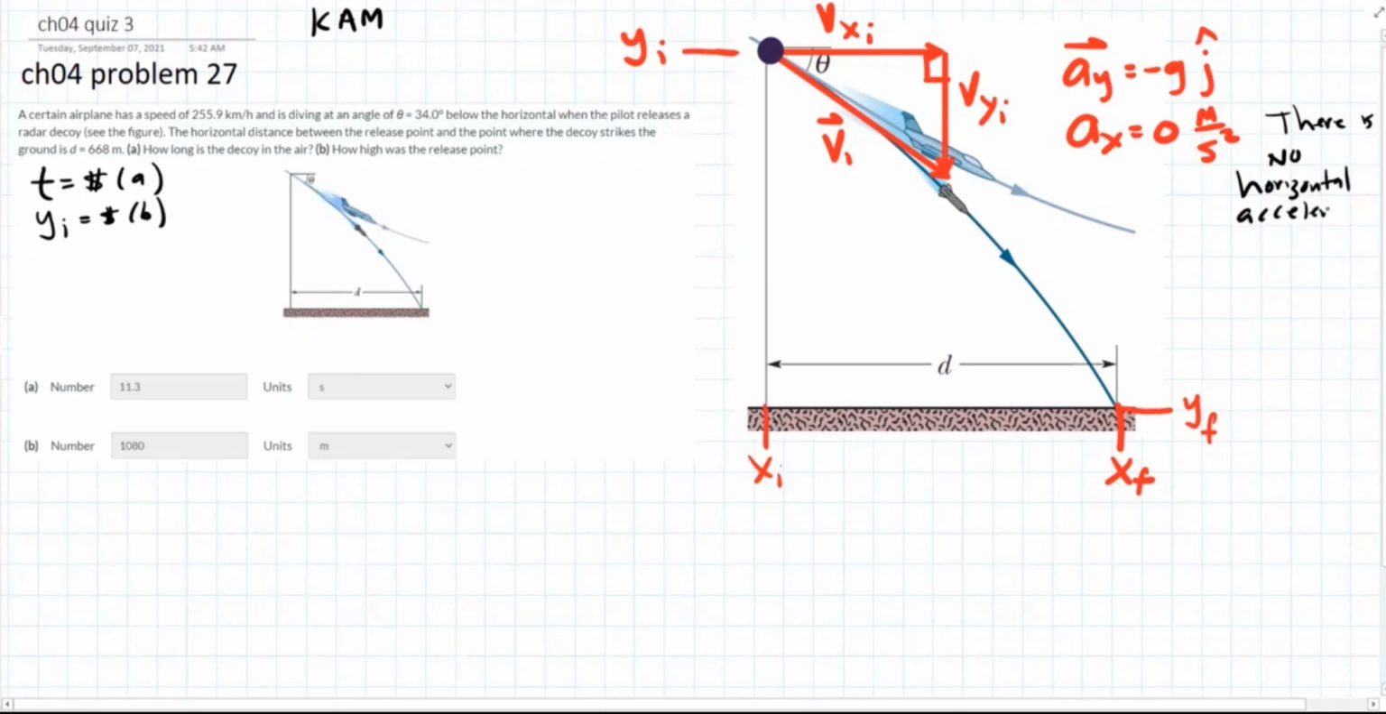There is no horizontal acceleration. Why not? Because there's no horizontal force. And you could say, yeah, there's friction. We're ignoring friction. There's no horizontal force. That's why A sub X equals 0. So whatever the starting velocity is in the X dimension, it never decreases, it never increases, it stays whatever it is. In this case, it stays at Vx initial. So this is a lot of good information.